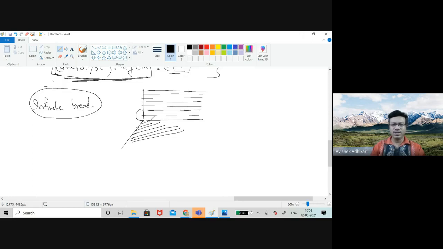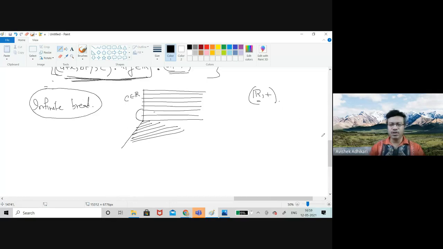So you can think of all the breads as lying parallel to the xy plane. And since R is dense, I think you have already heard the term dense: between any two real numbers, you can have infinitely many real numbers. As a result, if you vary C over R, you will get infinitely many such planes. So it will be like infinite bread.